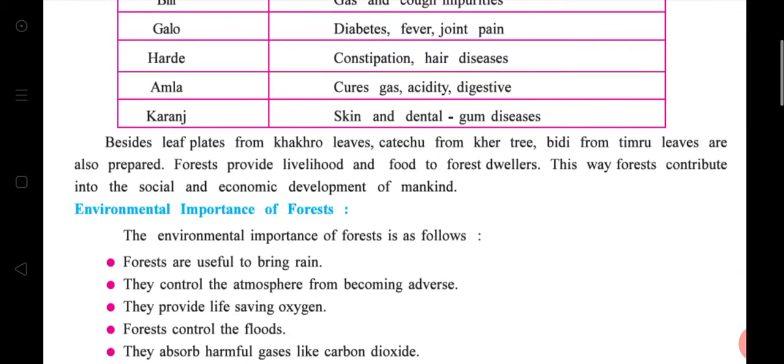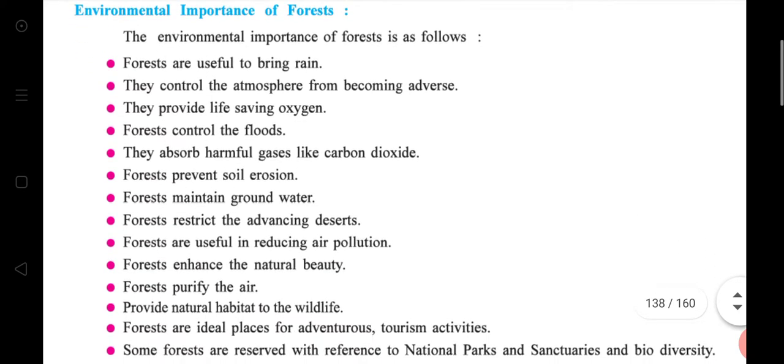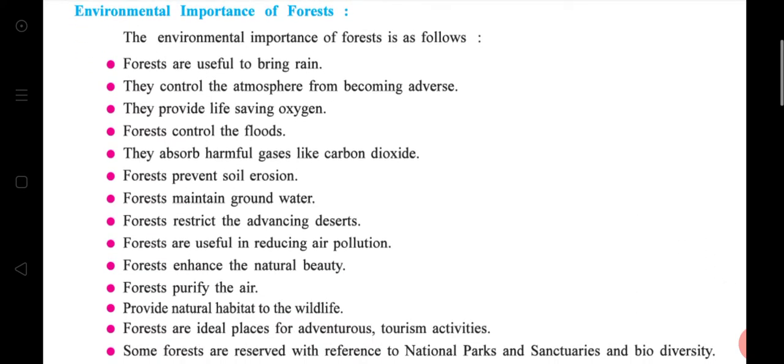Okay, done. Good. Now, current topic: environmental importance of forest. Forest is very important in our life because without forest, most things are not possible to happen. So, what is the importance of forest in our environment and our routine life?